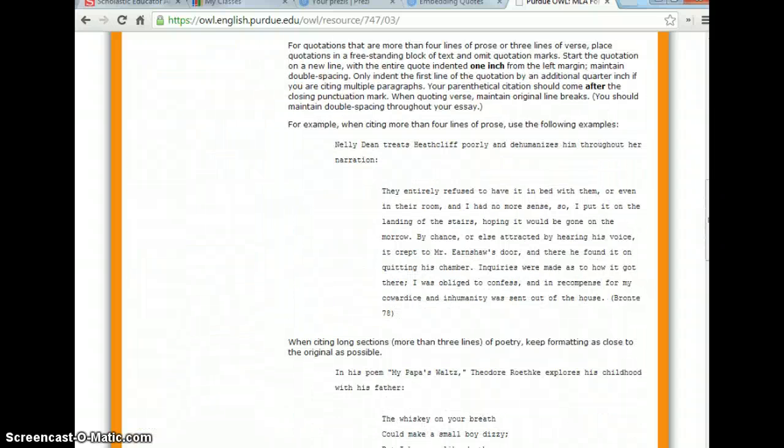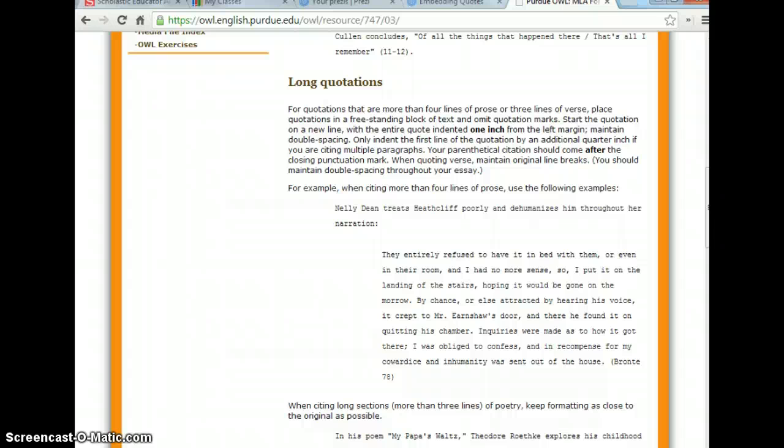Now, if you have a long quote, which is what I was talking about before, if it's more than 4 lines, you will need to do what is called a block quotation. A block quotation means that you will highlight the entire thing, and then you will move and indent over 1 inch from the left margin. You want to maintain the double spacing, and only indent the first line of the quotation by an additional 1/4 inch if you are citing multiple paragraphs.